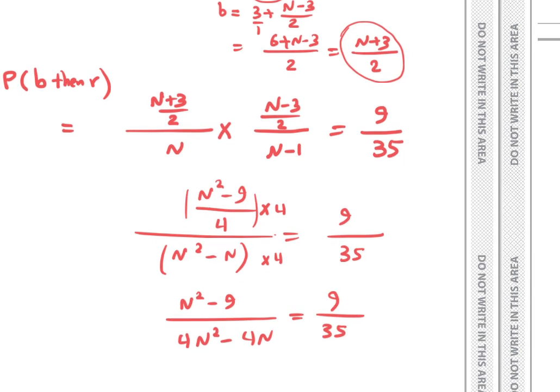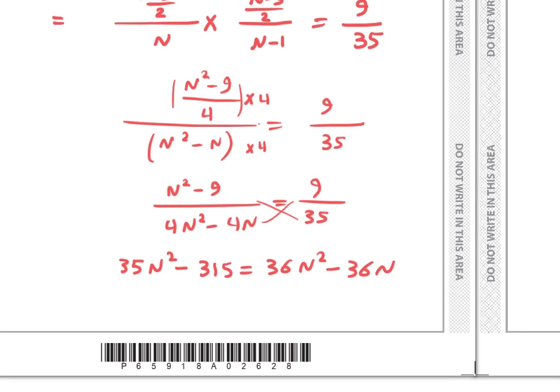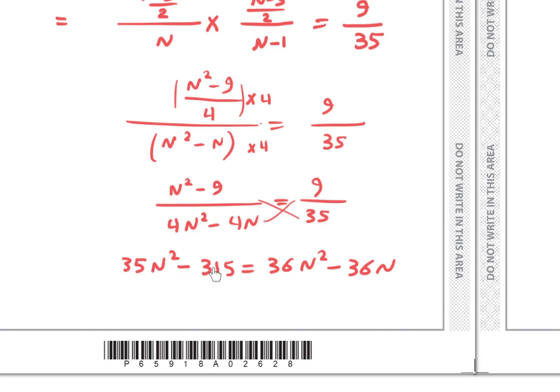Now cross multiply. 35n squared minus 315 equals 36n squared minus 9 times 4, so 36n. Now transpose 35n squared and negative 315 to the other side by negative. So you are left with n squared, because 36 minus 35 equals 1, minus 36n plus 315 equals 0.